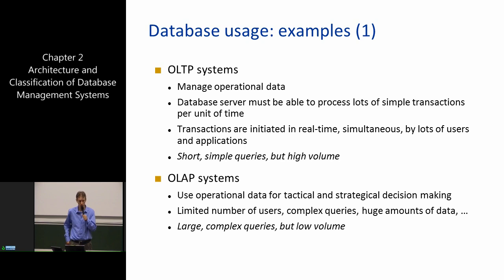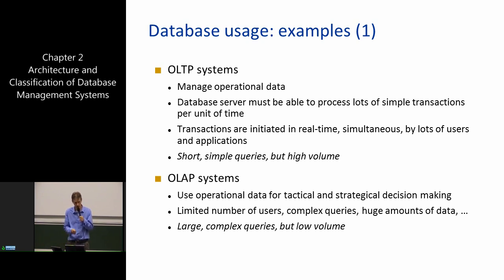So here, the OLTP systems should be targeted towards managing that operational data, and the database server must be able to process lots of simple transactions per unit of time. Very important is that it consists of simple transactions. A simple transaction is a purchase. It's somebody making a purchase in a particular setting, a supermarket setting, or maybe somebody doing a wire transfer in a bank setting. These are what we call simple transactions.